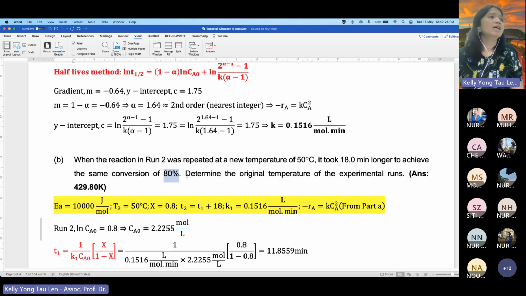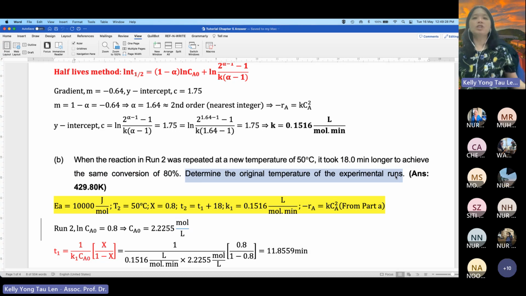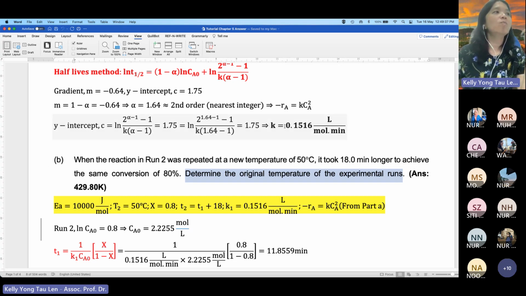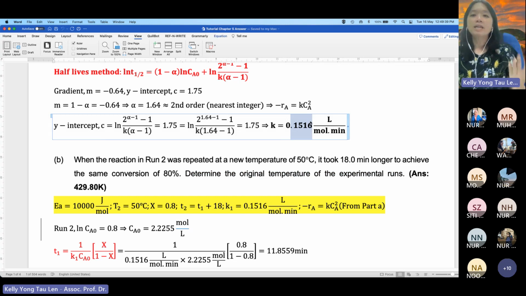So dia kata, determine the original temperature of the experimental run. So dia nak tahu kita punya nilai T1. Okay, kita ada nilai K1 which is 0.1516 pada suhu T1 yang saya tak tahu. I got K1, I don't have T1. I have T2. So saya ada T2 pula. Okay, so apa masalah dia bila kita nak solve ni?